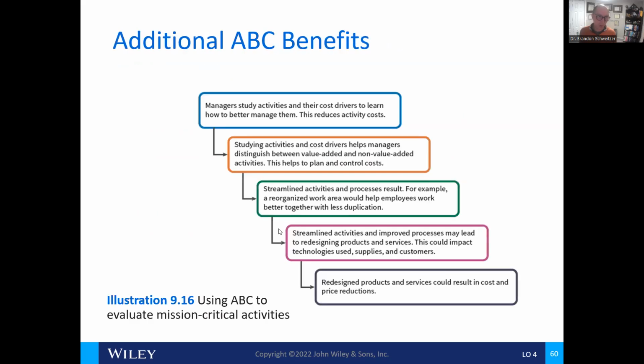A traditional activity-based costing system has benefits that would include things like managers' ability to study the amount of time being utilized at each stage to help them reduce controllable costs, looking at activities to understand the time value added, looking at streamlining things and improving overall processes, and of course the redesign of products and services to reduce cost.